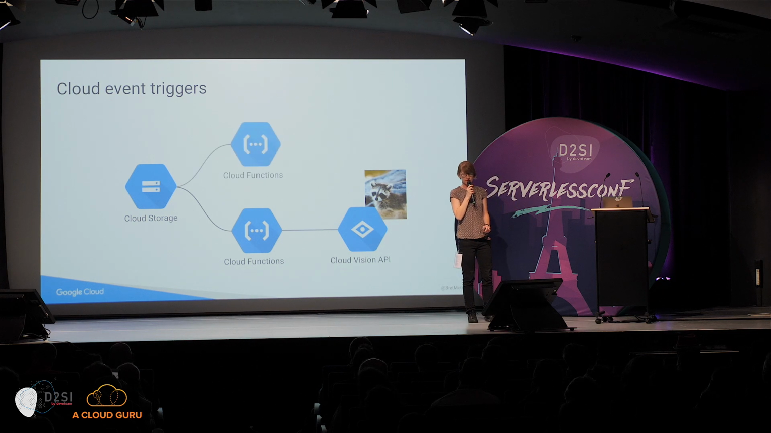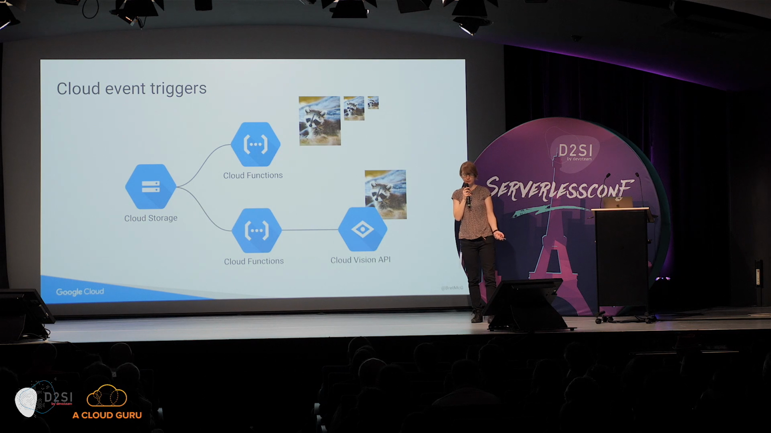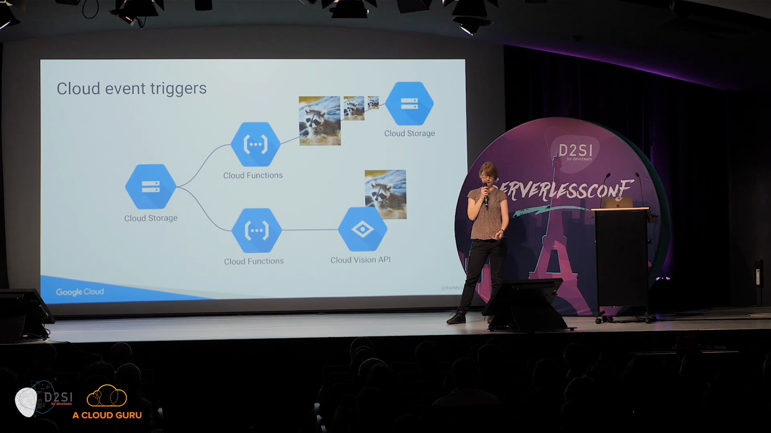There will also be another cloud function registered in the very same bucket. What it will do is take the image, create a thumbnail, and upload it to another place in cloud storage.